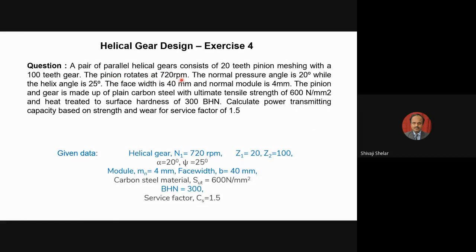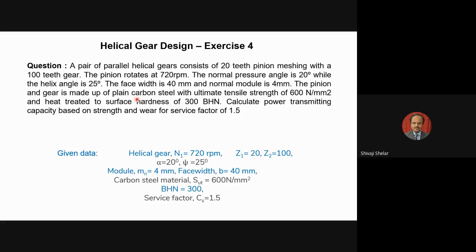This is the input shaft speed given. The normal pressure angle is 20 degrees, alpha n is equal to 20 degrees here, while the helix angle psi is 25 degrees. The face width is 40 mm. This is an already designed gear, so the size of the gears is already known. The face width is 40 mm and the normal module is 4 mm. Whenever we talk about helical gear, it is always the normal module. So the normal module is 4 mm. The pinion and gear are made of plain carbon steel.